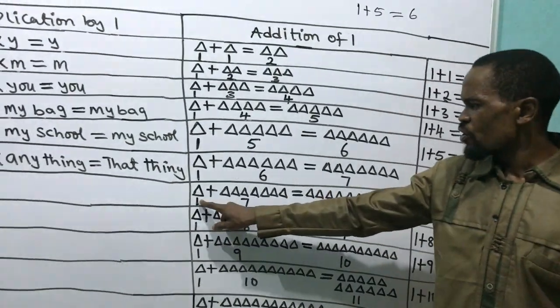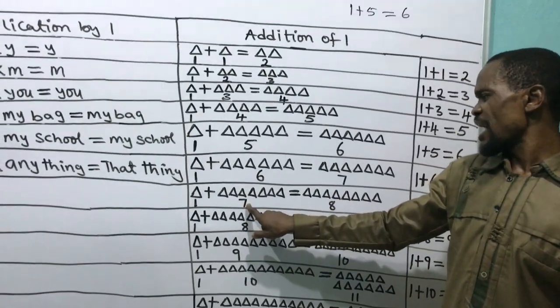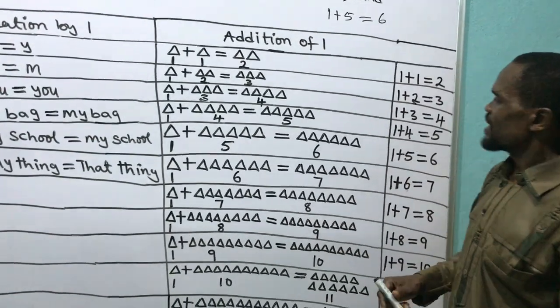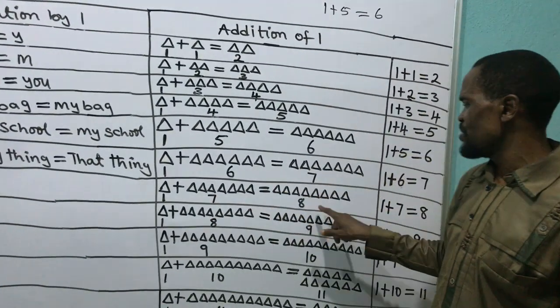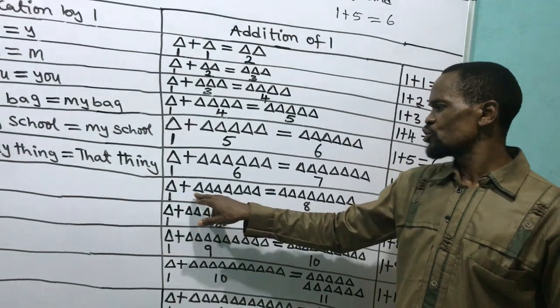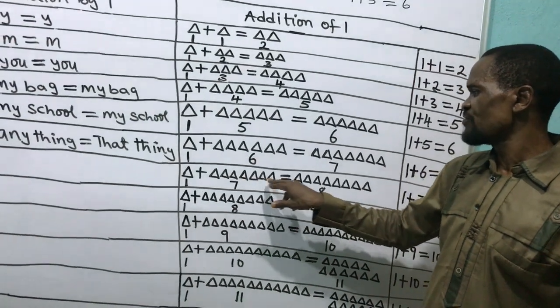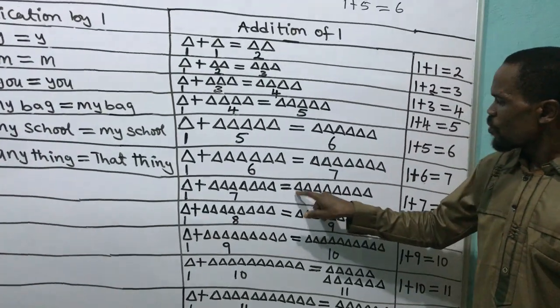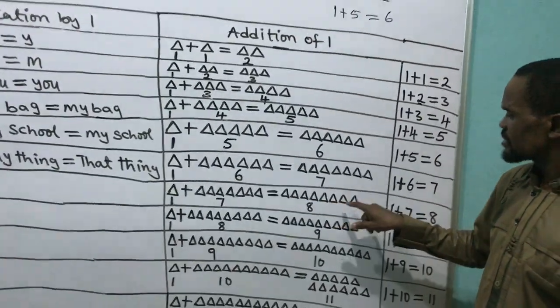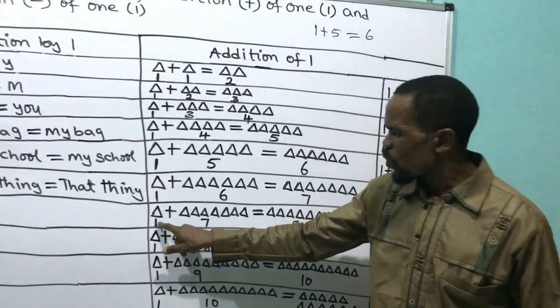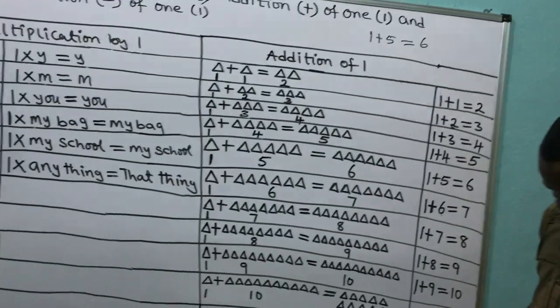Then 1 triangle plus 7 triangles will give me 8 triangles. That means 1 plus 7 will give me 8. Can we count it? 1, 2, 3, 4, 5, 6, 7, 8. We count the answer here. 1, 2, 3, 4, 5, 6, 7, 8. That means this 1 plus 7 will give me 8.